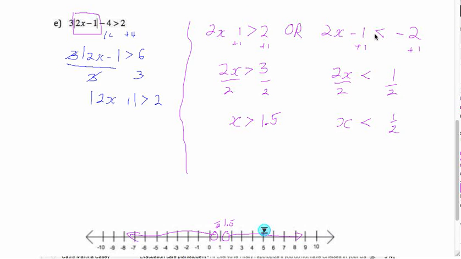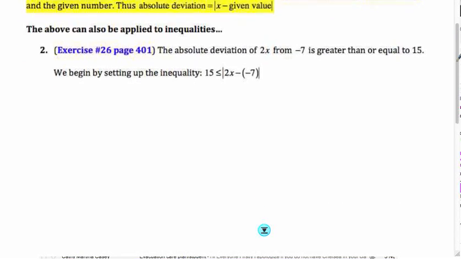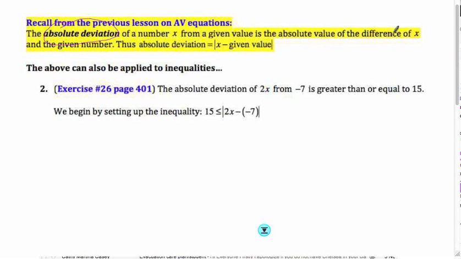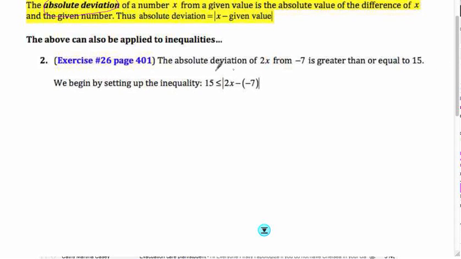Okay, let's move on, and for the last example I'll just go through this for you. What we have here is a reminder of absolute deviation, which is the absolute value of the difference of x and a number, and this time applied to inequalities. Here we have example number 26 from page 401 of your book. The absolute deviation of 2x from minus 7 is greater than or equal to 15, which is explained over here.